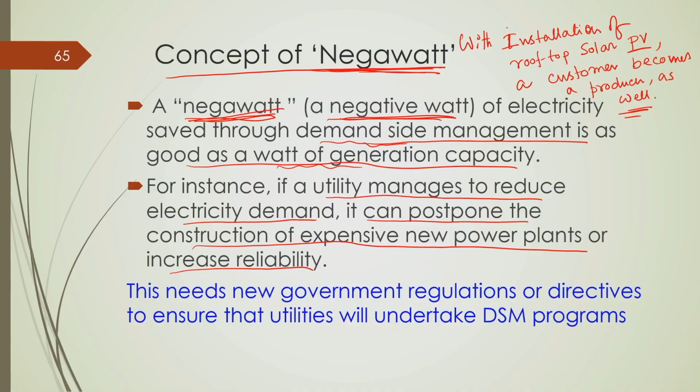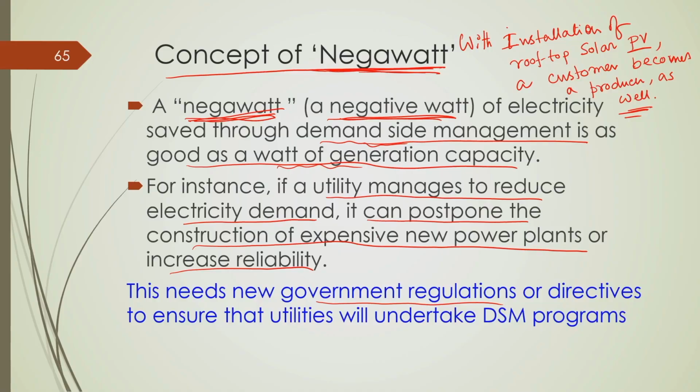We have already discussed all this in the previous few slides, how one customer can participate in demand side management. Okay. So, this needs new government regulations or directives, and also the utilities need to undertake the DSM program. Saving 1 unit of energy is as good as having 1 unit of generation.